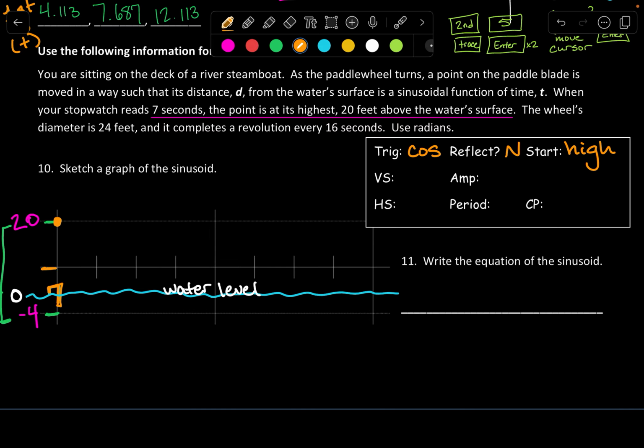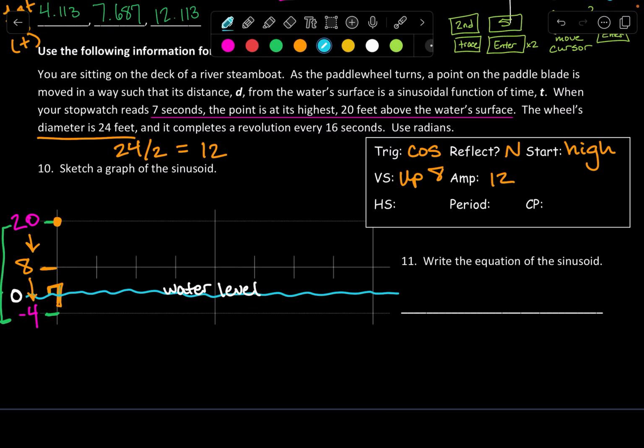Vertical shift is my midline, so I need to think of a number that's between -4 and 20, perfectly in the middle. Well, one way you can do this is you can take this diameter, 24, and split it in half. That gives you 12. That's going to be your amplitude, and that means you need to go from 20 down 12. That'll bring you to 8. And then you can just double check, is the difference between 8 and -4 also 12? It is. So that confirms that our amplitude is 12. It also confirms that our midline is 8, and so we've been moved up 8.